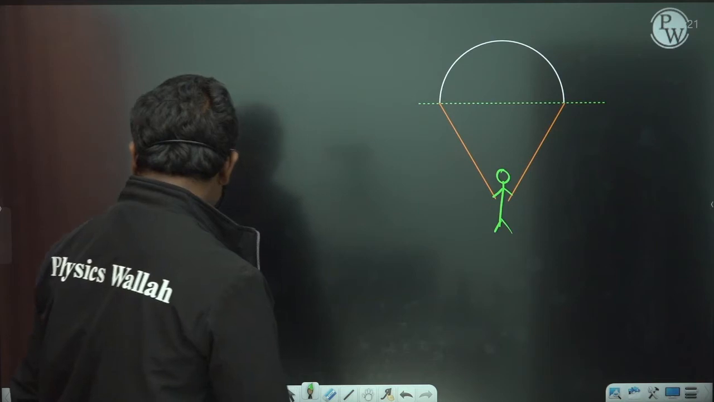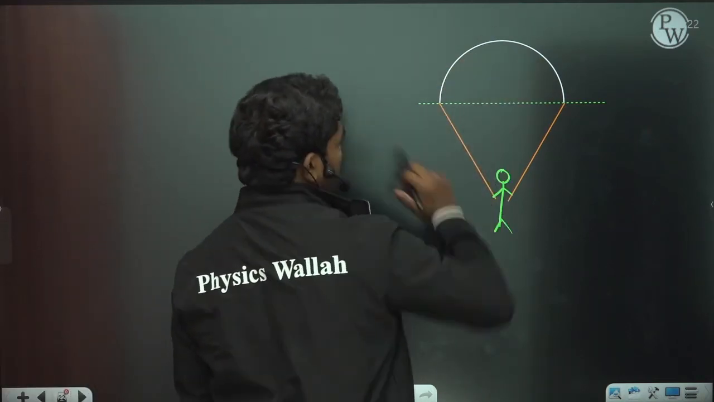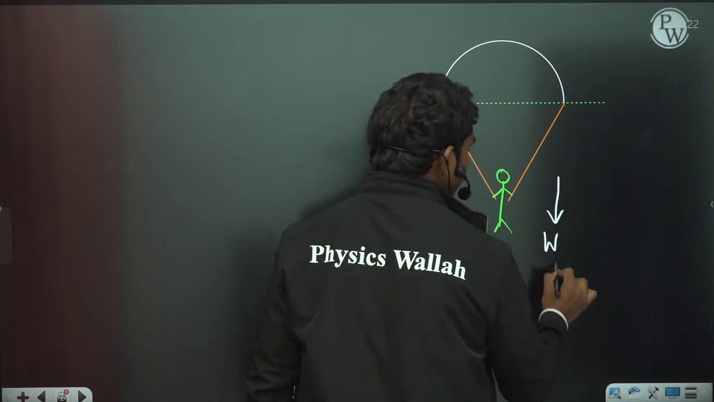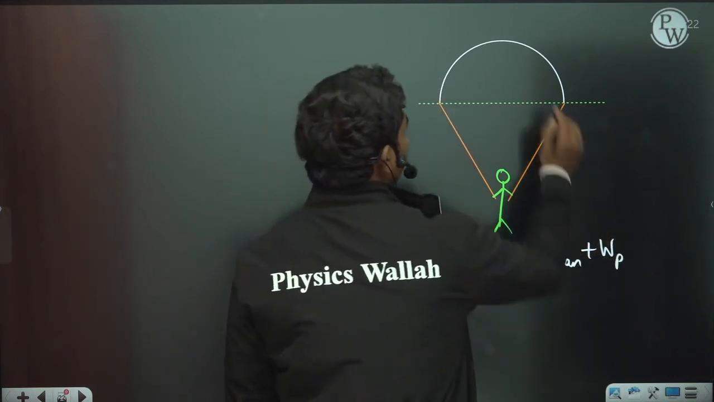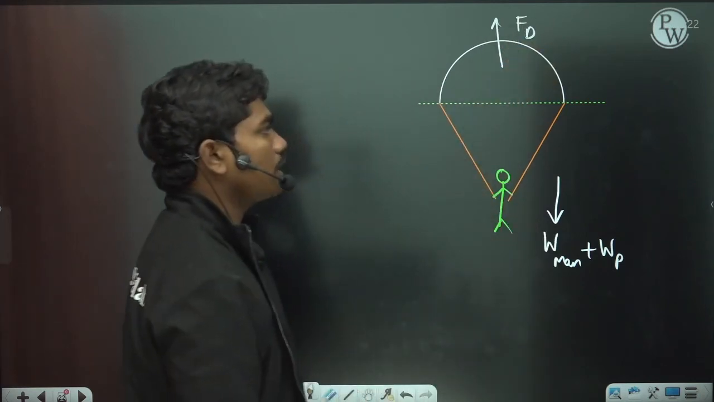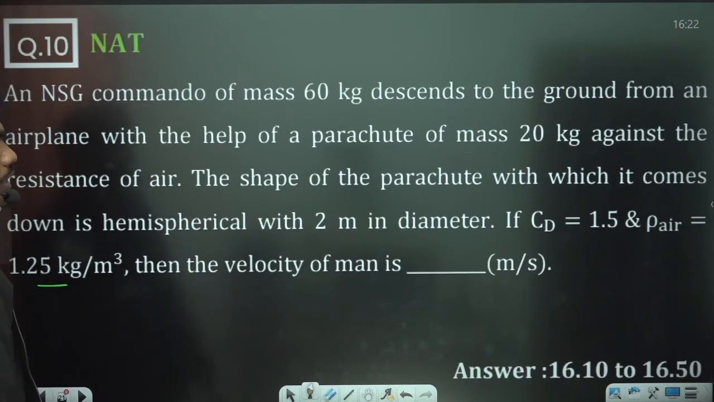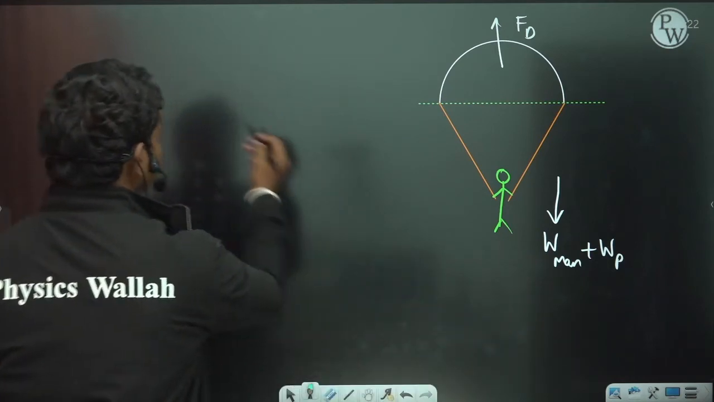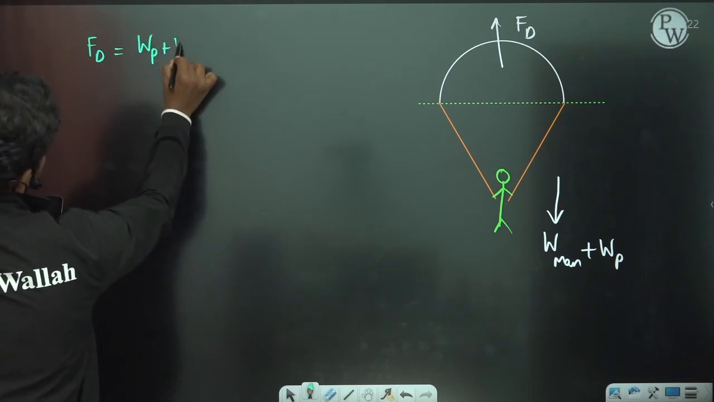Now let us see. Obviously this person's velocity is controlled by the drag force acting on this hemisphere, correct? So the weight of the man plus the weight of the parachute act in the downward direction, and there is some drag force of the air that acts on the parachute in the upward direction, so that there comes some equilibrium between these and the person comes down with some steady state velocity. Let us see what the equations are. This FD should be balanced by the weight of the parachute plus the weight of the man.